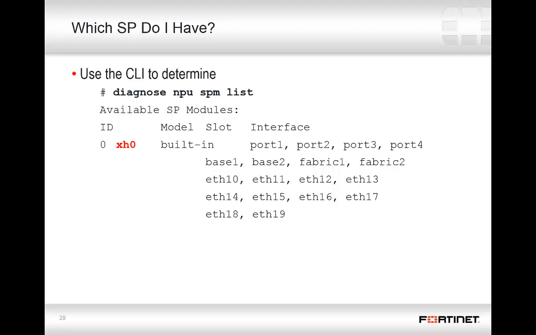How can you see if your FortiGate has security processors? Which revision are they? Use the command diag npu spm list. In the example here, XH0 indicates that an FMC XH0 model mezzanine expansion card is installed. From the product family we just listed, we know that these models have SP3.